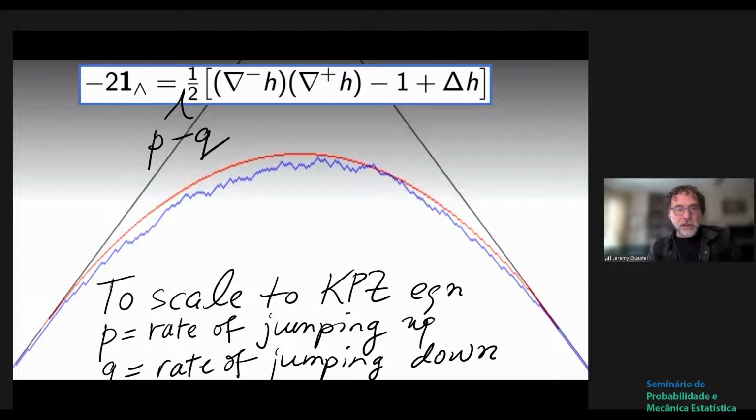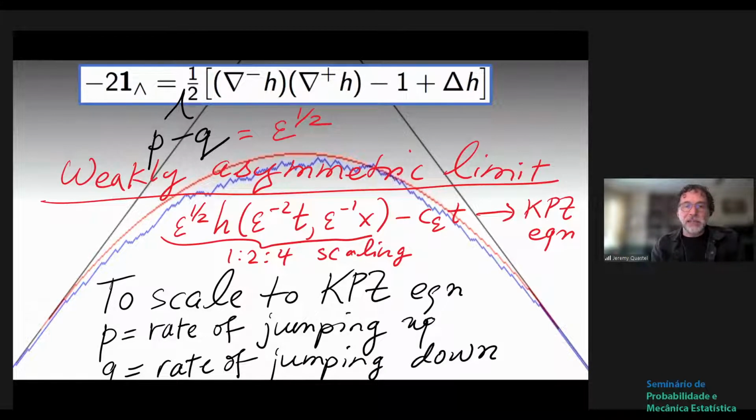So the p minus q is only supposed to be in front of the nonlinear term, and if you scale it to be of size epsilon to the 1/2, so that's a weakly asymmetric thing, and then you do a diffusive scaling, then the height function actually converges to the KPZ equation. So to get the KPZ equation, you need the exclusion process to go in both directions, almost symmetrically, but slightly off. And that slight offness produces the nonlinear term in the KPZ equation, as you can see here.